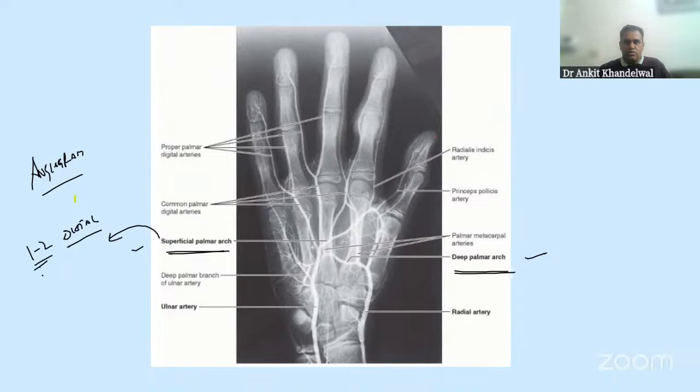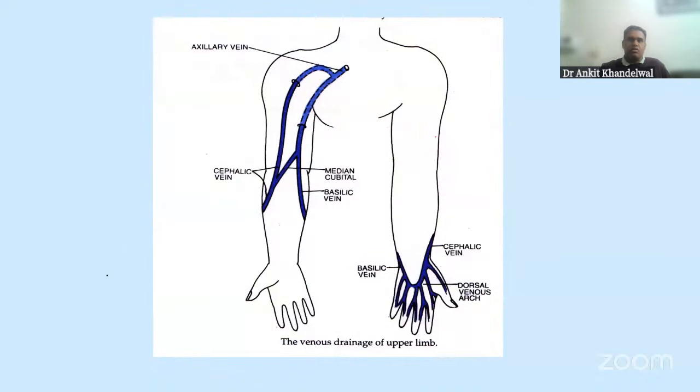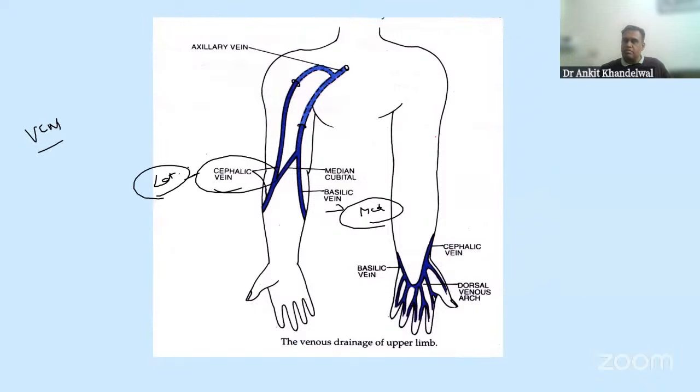It is 1 to 2 centimeter distal to the deep palmar arch. And remember this. Right, now talking about the veins over here. Veins are not that important for the upper limb, but still you can touch on it. You can see this cephalic vein and the basilic vein. The basilic vein lies medially in the arm region. The cephalic vein lies laterally in the arm and forearm.